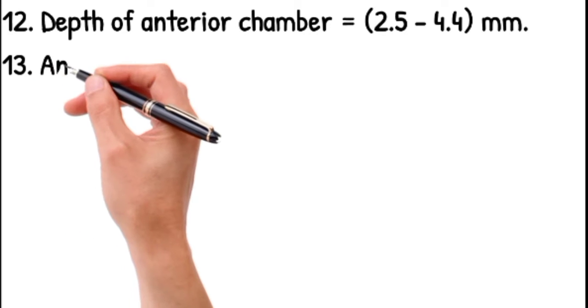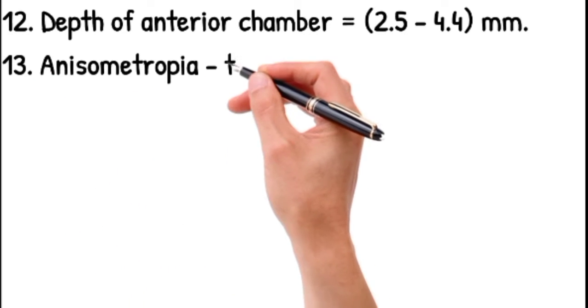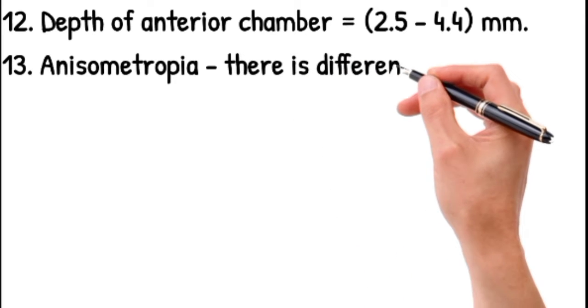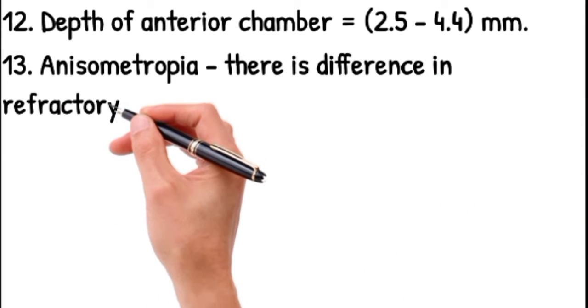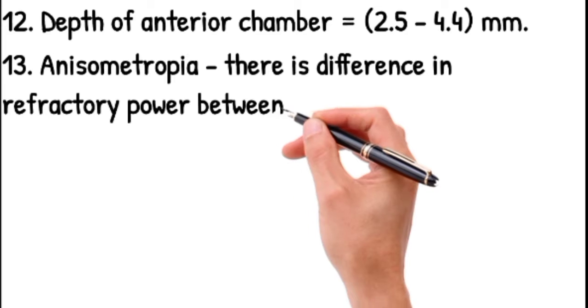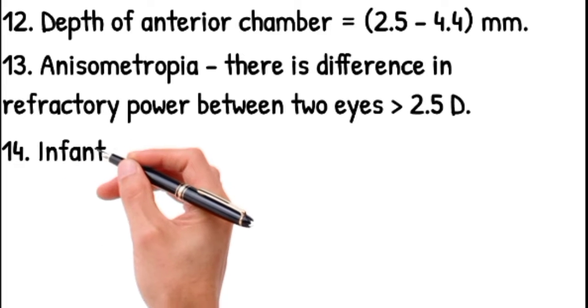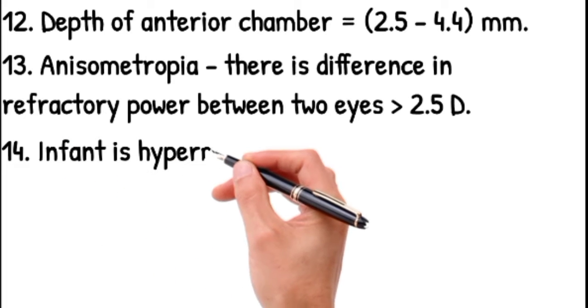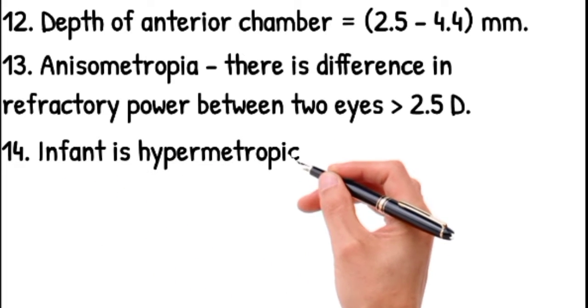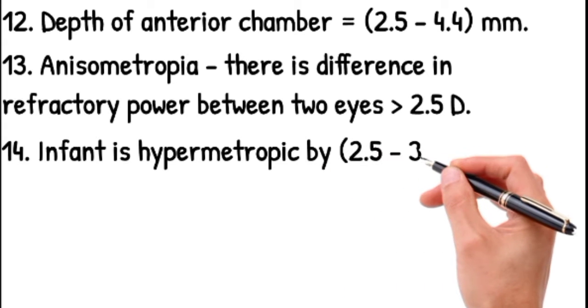13. Anisometropia is difference in refractive power between the two eyes greater than 2.5 diopter. 14. Infant is hypermetropic by 2.5 to 3 diopter.